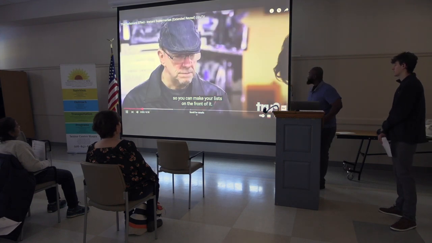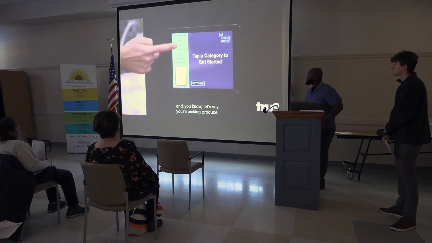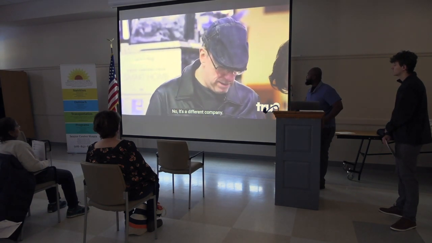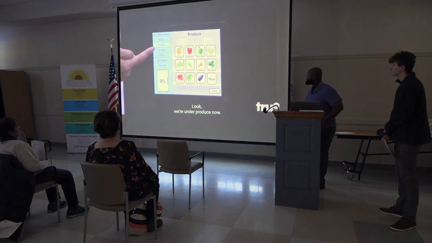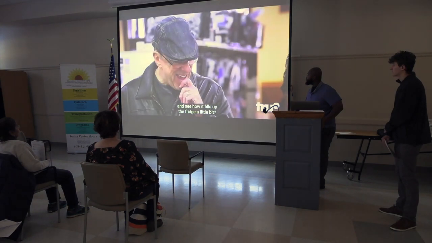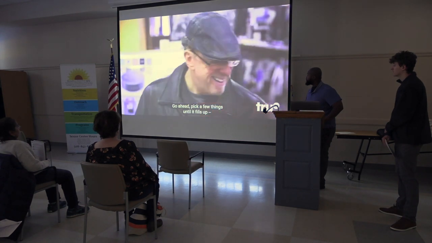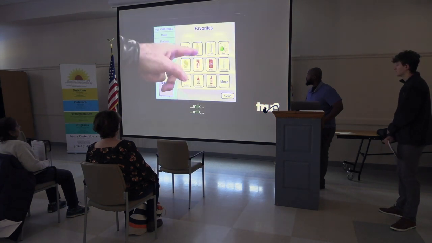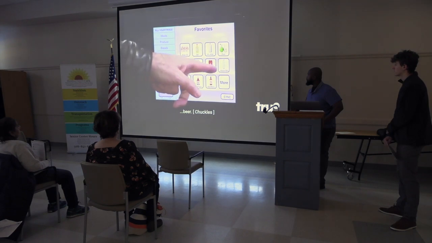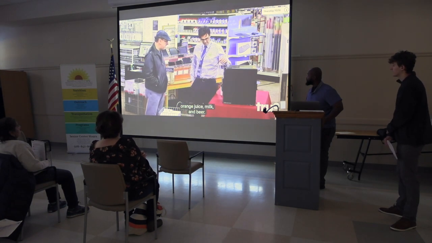So you can make your lists on the front of it, like look, you enter, and let's say you're picking produce. Who makes this Intel? It's a different company. Look, we're under produce now. So if you put grapes, celery, and see how it fills up the fridge a little bit, and tells you how much will actually fit in there. Go ahead, pick a few things until it fills up. Anything you want. Orange juice, milk, and beer. That sounds like a good deal. Yeah, orange juice, milk, and beer.